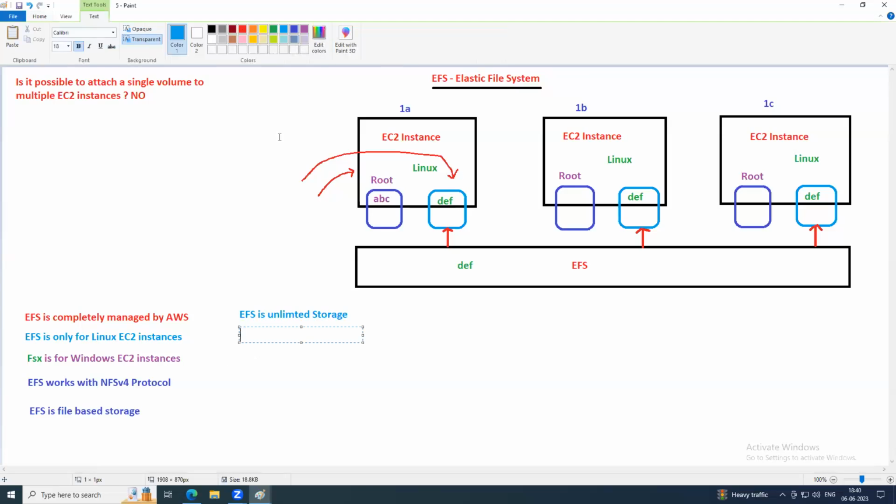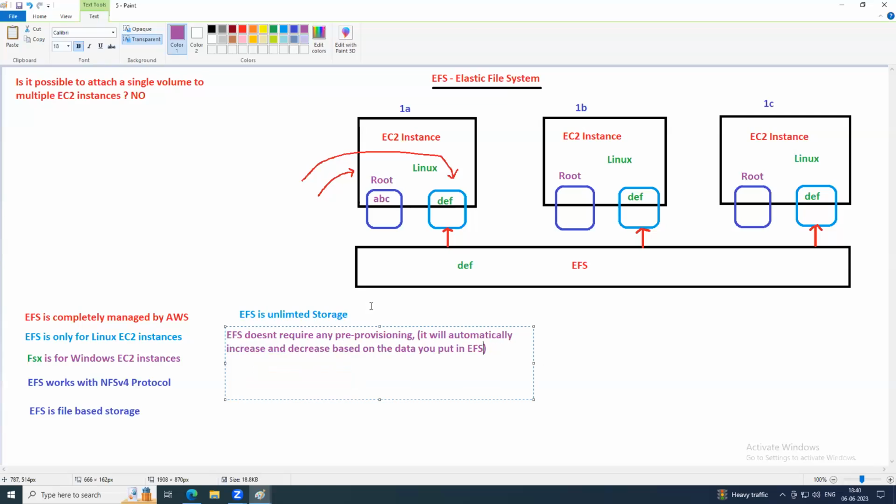So here EFS doesn't require any pre-provisioning, right? It will automatically increase and decrease based on the data you put. Got it? Super.